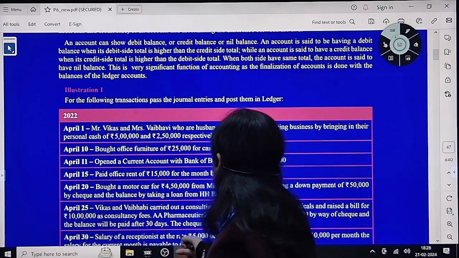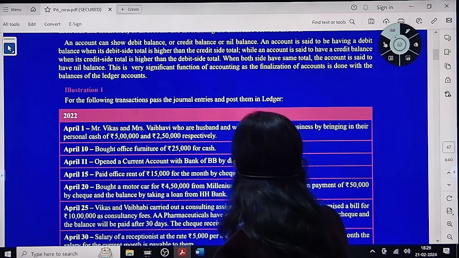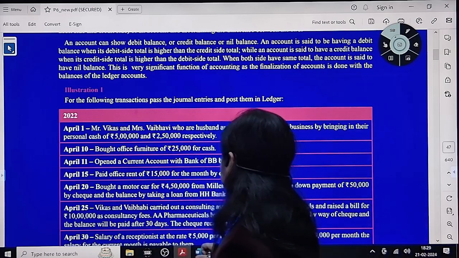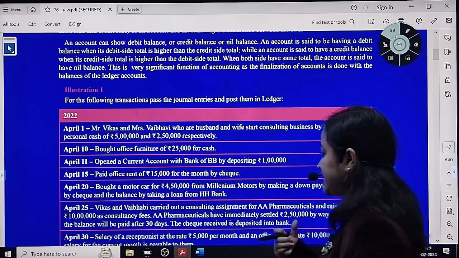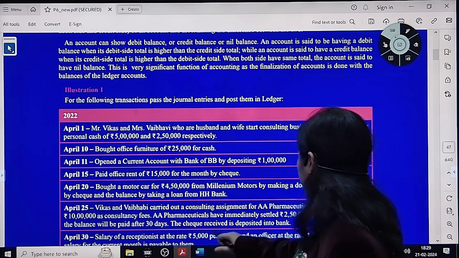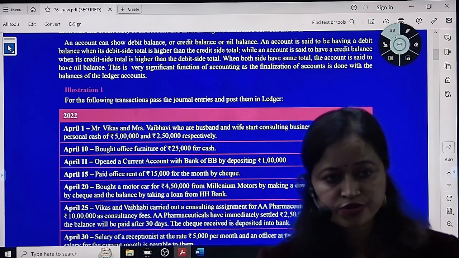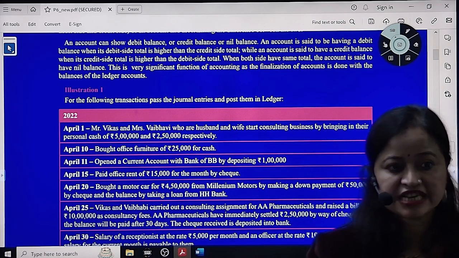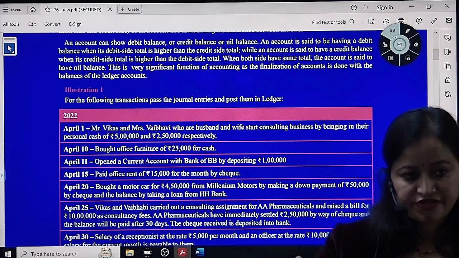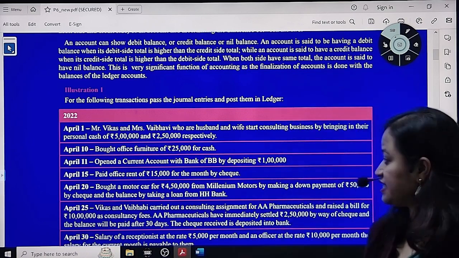Now next one, April 30. Salary of a receptionist at the rate of 5,000 per month and an officer at the rate of 10,000 per month. The salary for the current month is payable to them. So it is outstanding: 5,000 plus 10,000, so 15,000 is outstanding. In the last class, I taught you how to pass an outstanding journal entry. So it is salary account debit 15,000 to salary outstanding account 15,000, because 15,000 is yet to be paid.